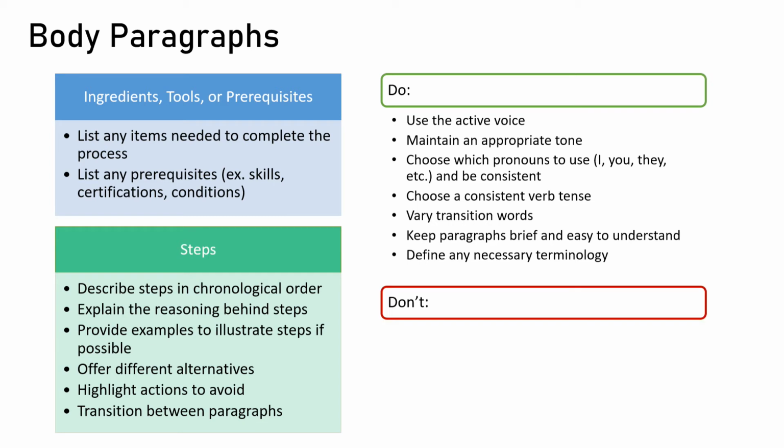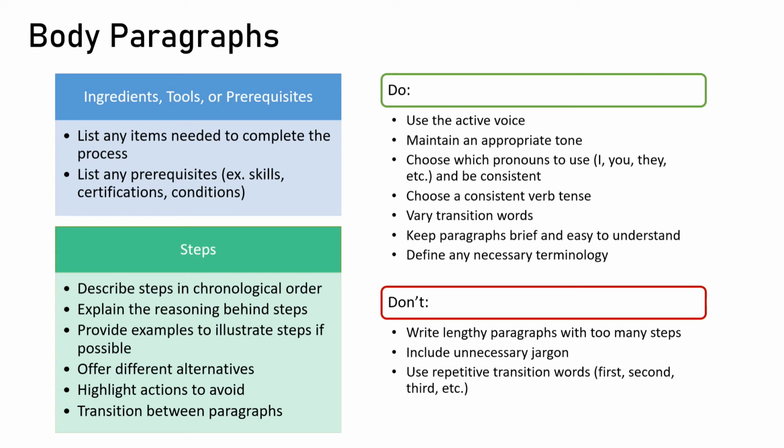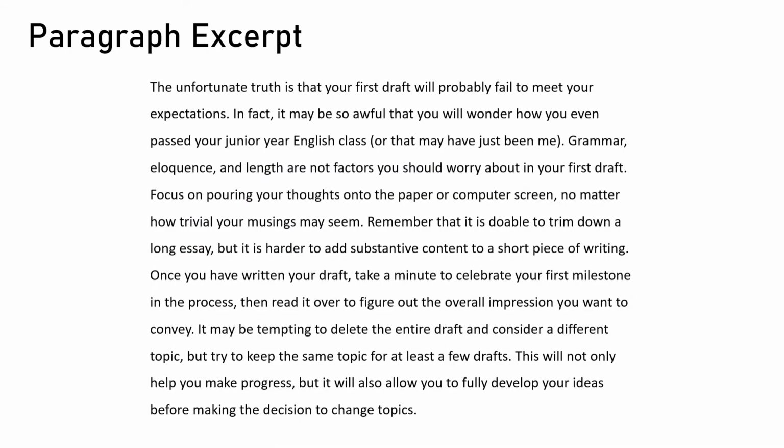In terms of don'ts, you should not write lengthy paragraphs with too many steps in them. Don't include unnecessary jargon. Don't use repetitive transition words such as first, second, third, and so on. And also don't go on any tangents because that will just distract the reader from the process. Let's take a look at a sample excerpt of a body paragraph. Pause this video to read it over.